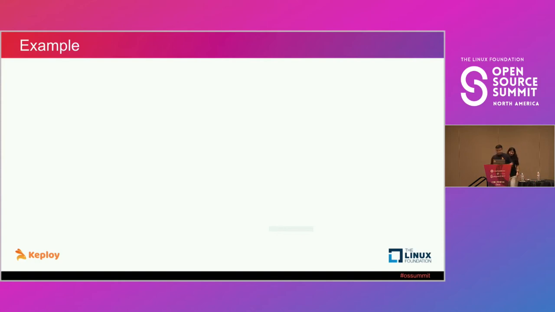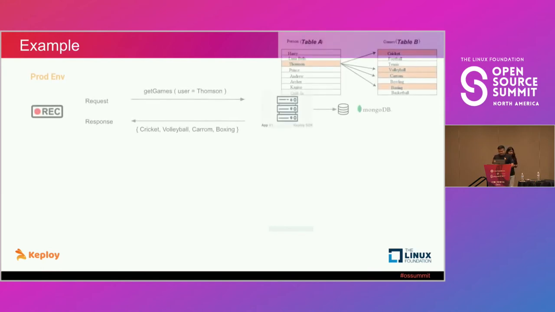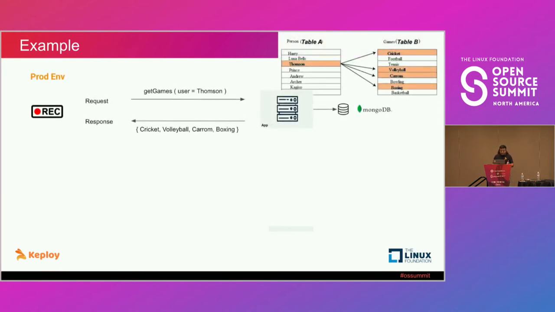I would just pass it to Shubham to take it forward from here. Yep, thank you, Neha. So essentially what we just discussed is we are going to virtualize the dependencies, or basically virtualize the infrastructure around the application. To give an example, let's say we have an application that returns what sports a particular user plays. The user is Thompson, and we have cricket, volleyball, carom, and boxing. So in this case, we have the application talking to MongoDB, which has all of the relevant data.